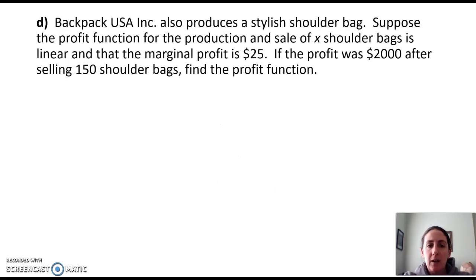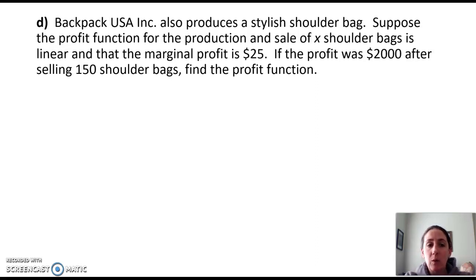So Backpack USA also produces a stylish shoulder bag. Suppose the profit for the production and sale of x shoulder bags is linear, which means y equals mx plus b. It's a nice linear function. And the marginal profit is 25. Recall from a previous video that marginal profit is the slope of the profit function. So this is telling you that it is a line and the slope is 25.